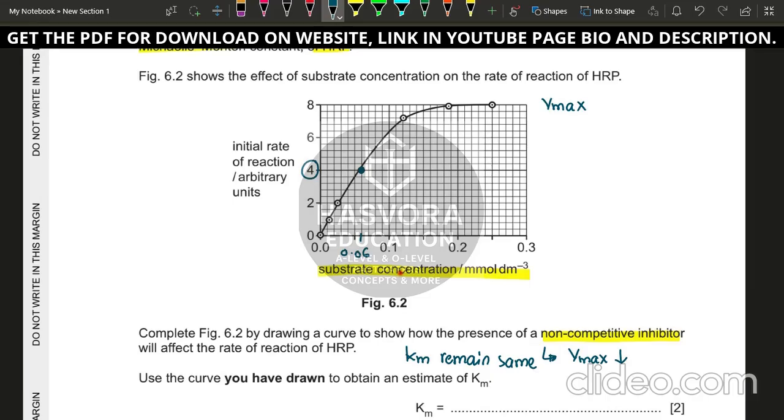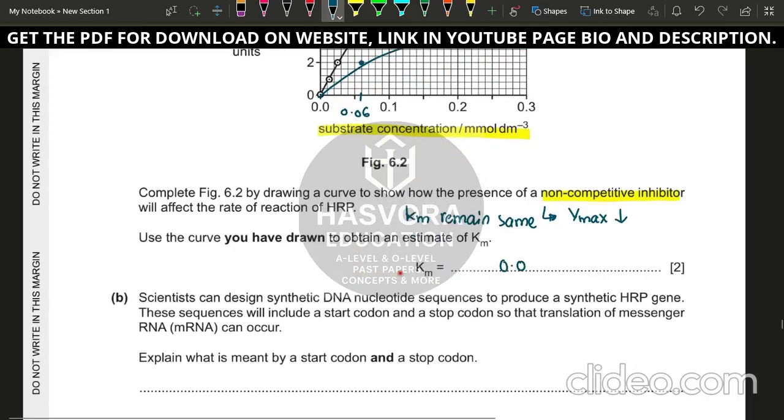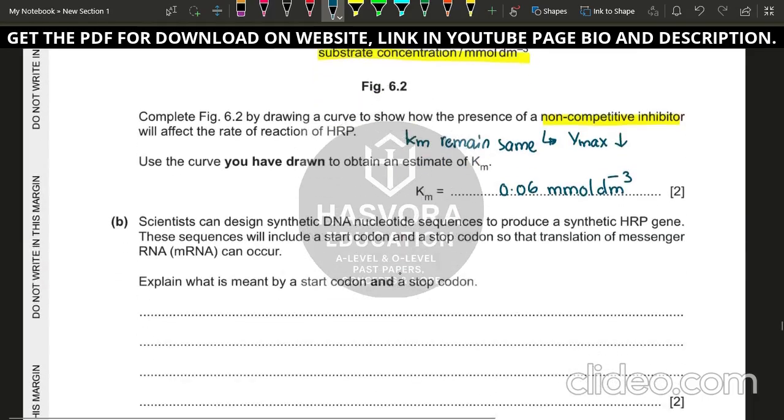Now this should be the same for what we are going to be drawing. For example, if I'm going to be drawing the Vmax here, this is my new Vmax. So I should have my Km value about here. Half of 4 is 2, so my graph should pass through this point. This is how I will make it, and now the Km value is 0.06 millimole per dm cube.